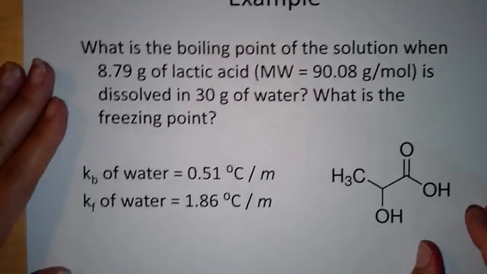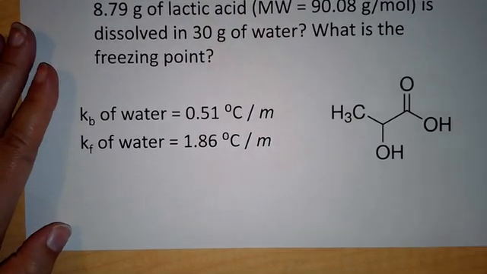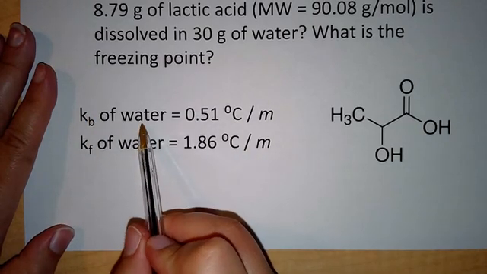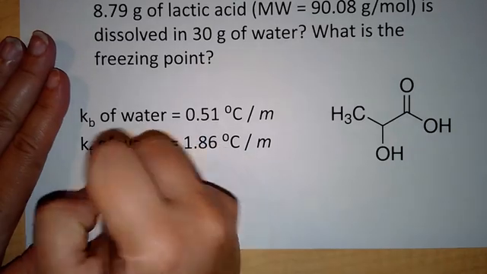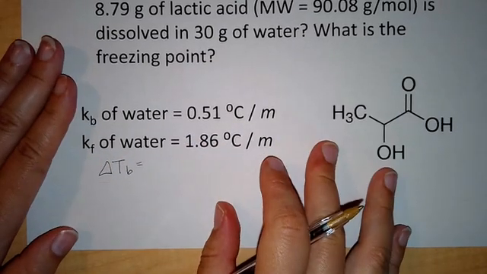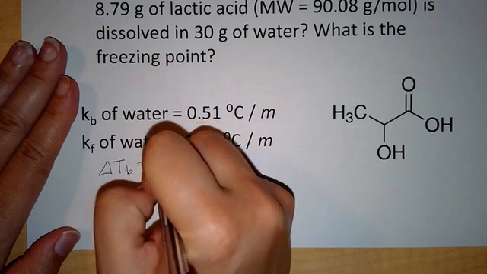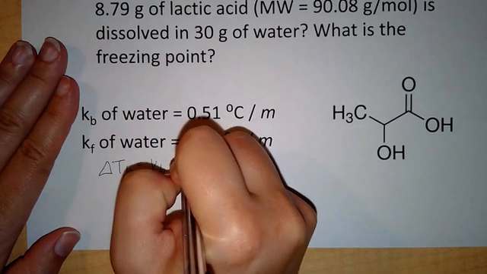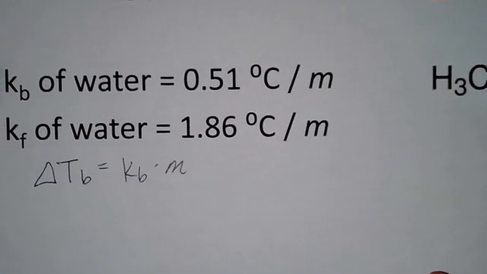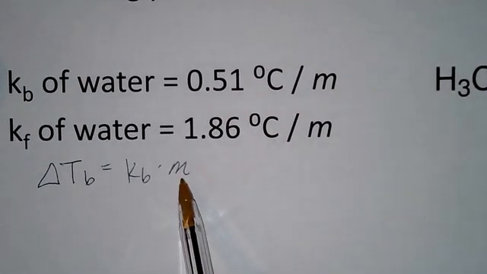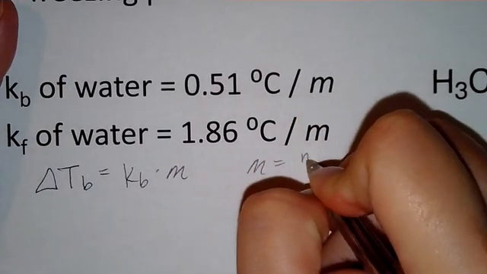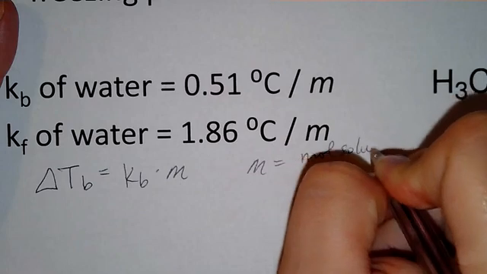And we have our constants given here, our K values, both of them are for water because that's our solvent. So we'll do the boiling temperature first. So change in boiling temperature is equal to Kb times molality. Now since Kb is given for us, we just need to find the molality. So molality is moles of solute over kilograms of solvent.